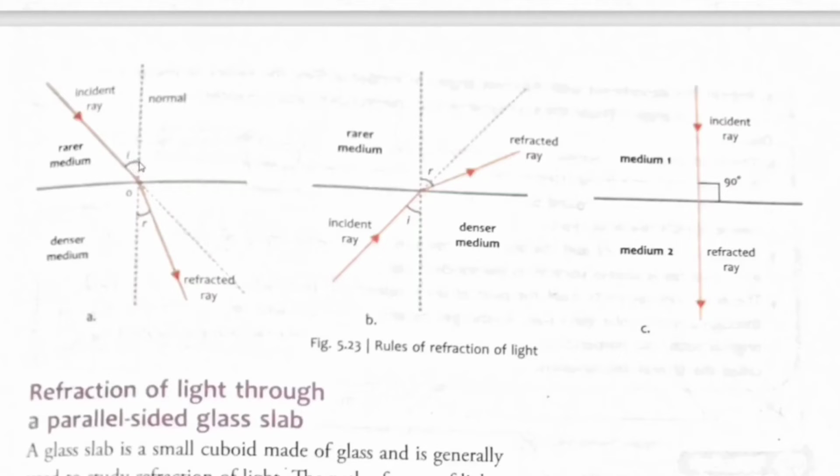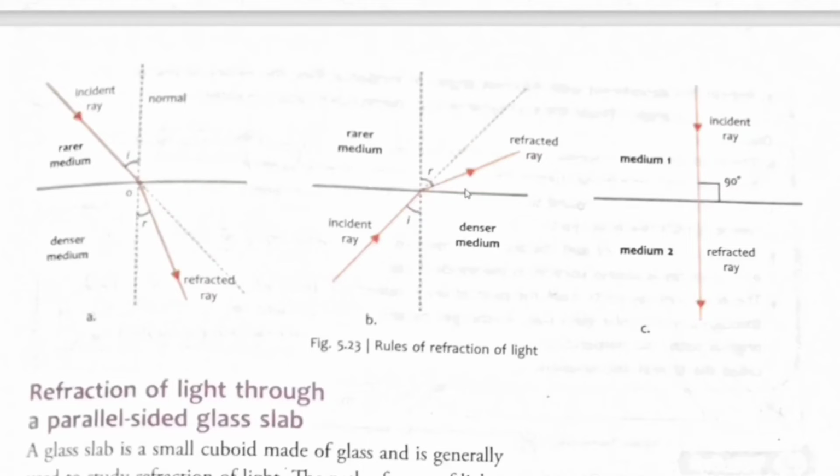of incidence. And students, the second rule is when the ray of light travels from a denser medium to a rarer medium. So when the ray of light changes its medium from denser to rarer, in the rarer medium its speed increases, and as the speed increases, the refracted ray moves away from the normal.